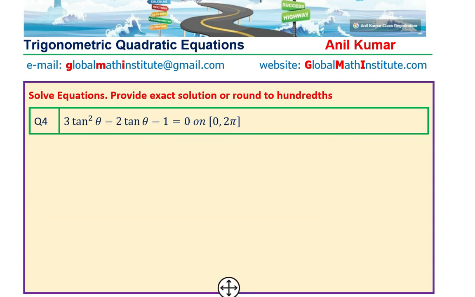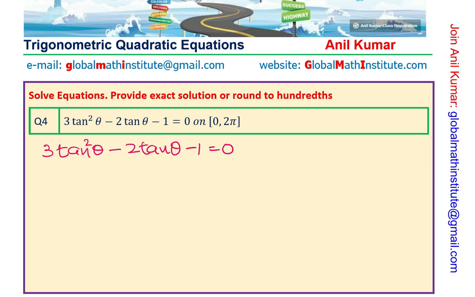The last question here is in tan. We are given 3 tan square theta minus 2 tan theta minus 1 equals to 0. Now again, you can factor this. So we get what? So we get 3 tan square theta. You can write this as minus 3 tan theta plus tan theta minus 1 equals to 0.